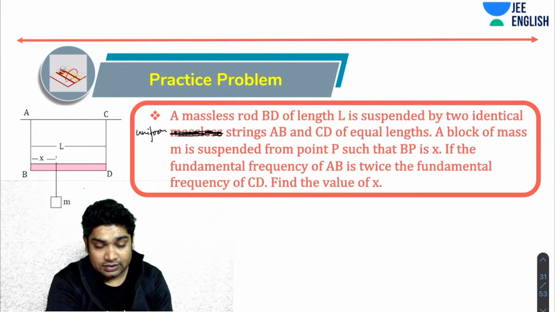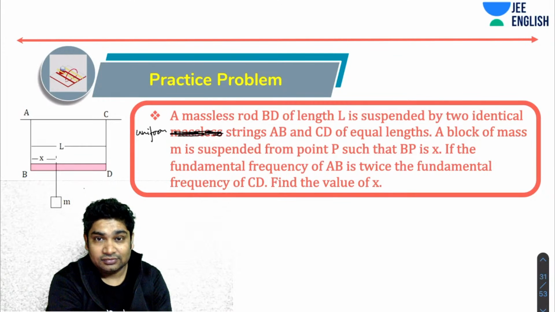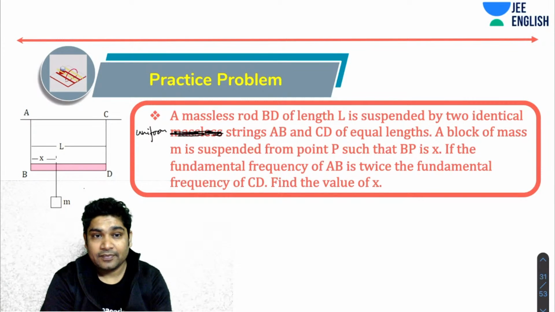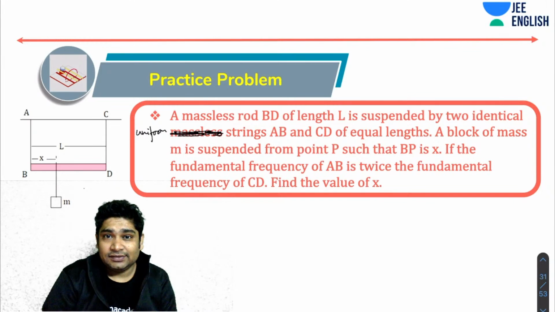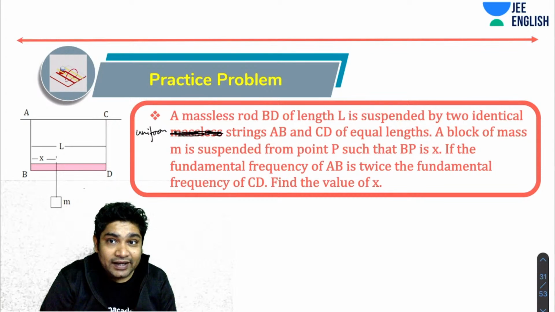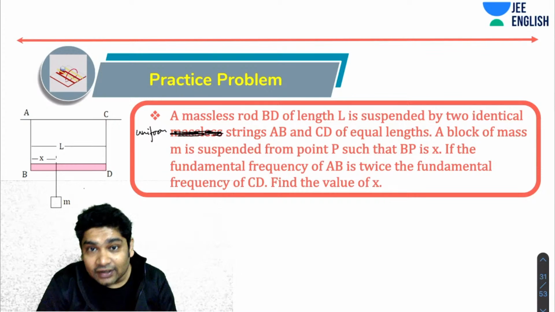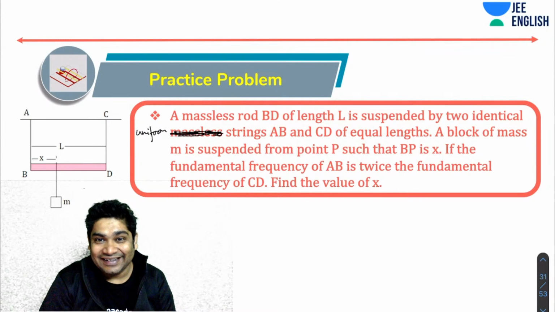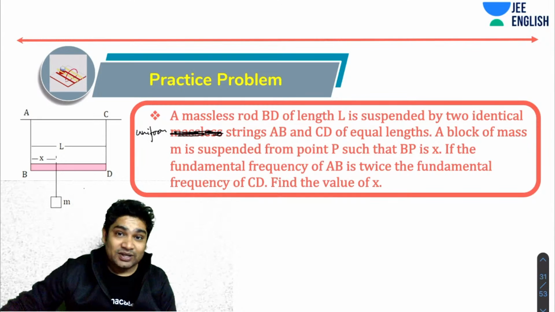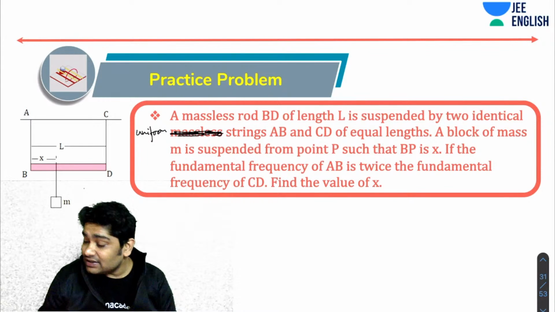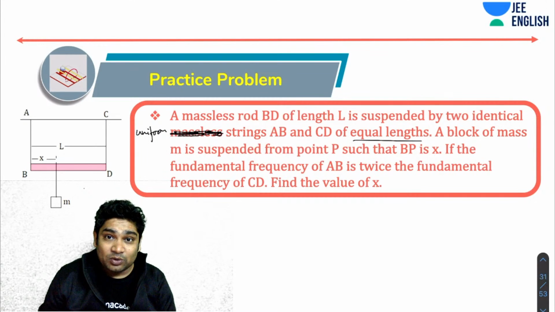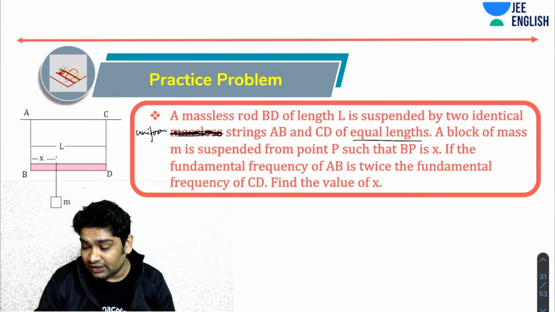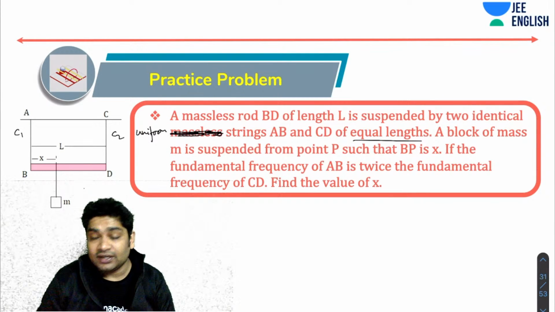So try this. Let's see if you can figure this out. So what is it trying to say? If you know the lengths are equal, okay, so Tanya says L by 5. Okay, so let's try and solve this. Since the lengths were equal, and you know the fundamental frequency is C by 2L, let's imagine that the speed here is C1 and here is C2.